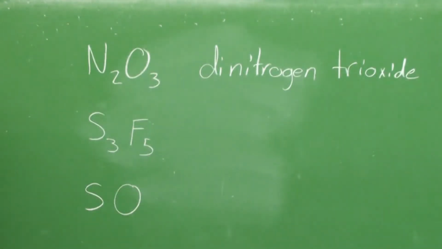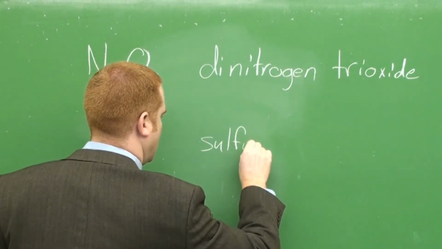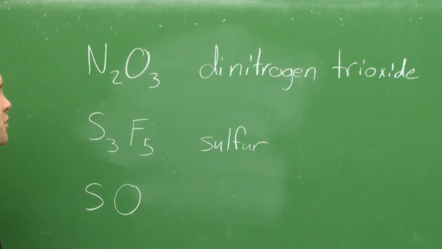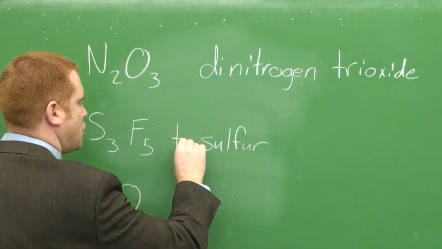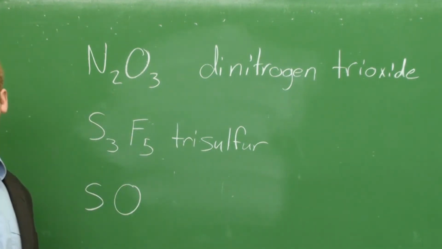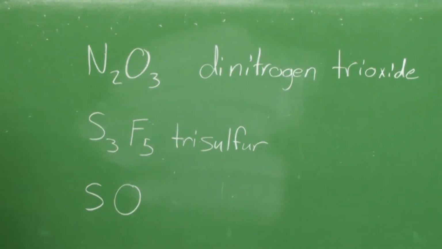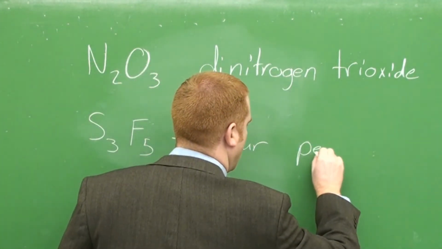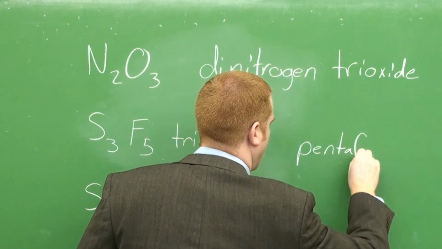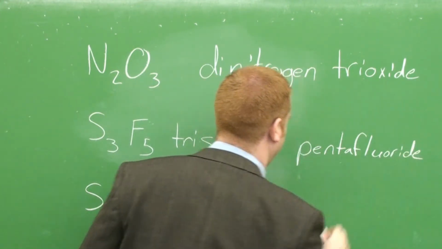All right, S3F5. What are we going to call this? Well, S being sulfur, but there's 3, so we're going to put tri on the front, so trisulfur. F being fluorine, change the ending to IDE, so fluoride. There are 5, so pentafluoride.